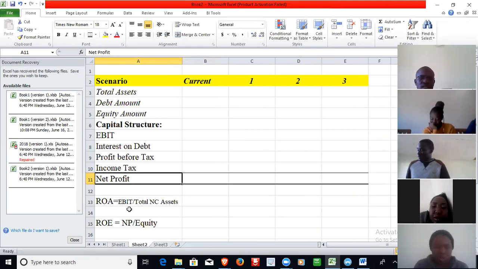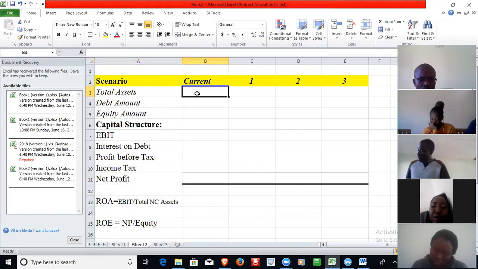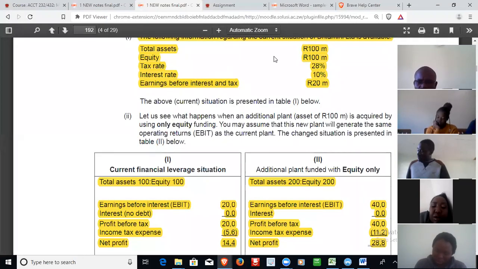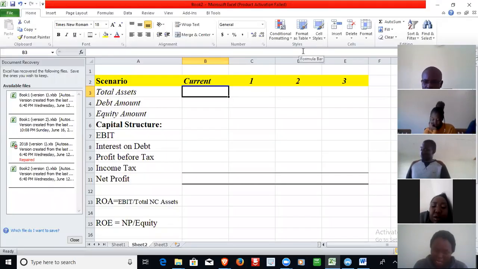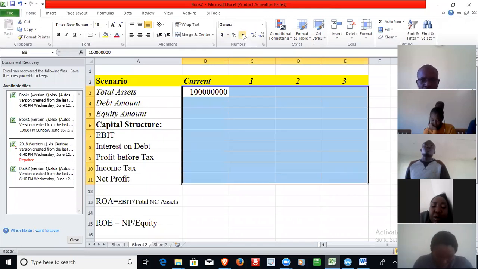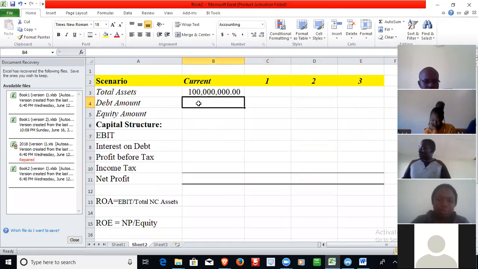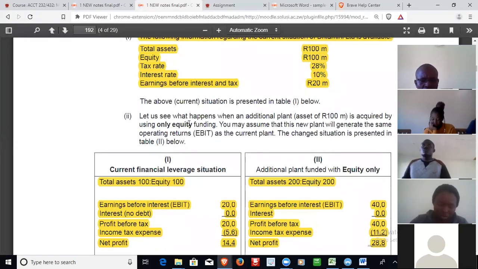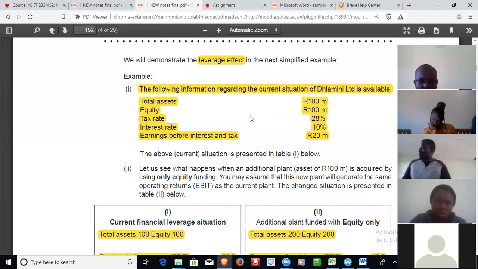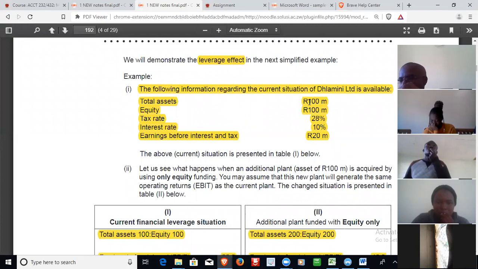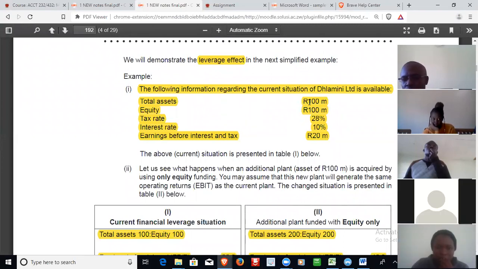So in this example, we are told total assets is 100 million. Let me put zeros there. Then the debt amount. In this current situation, how much debt was used in this investment?